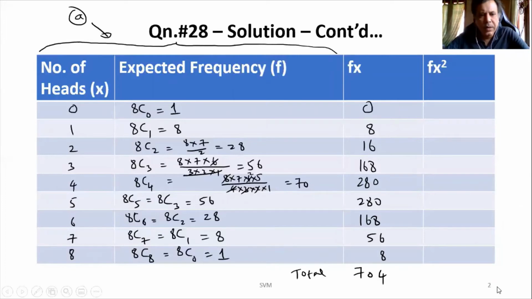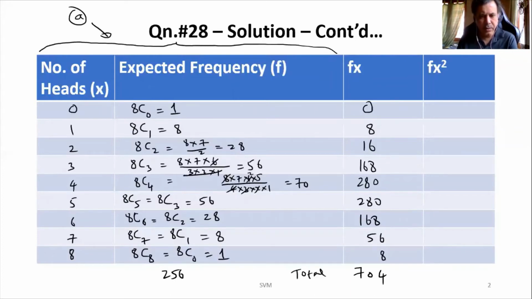Now, 704 divided by the total frequency. What is the total frequency? Add some of these things. It should work out to 256. Let us check. 1 plus 8 plus 28 plus 56 plus 70 plus 56 plus 28 plus 8. So yes, it is 256. So total of this frequency is 256. Total of fx is 704. So 704 divided by 256.